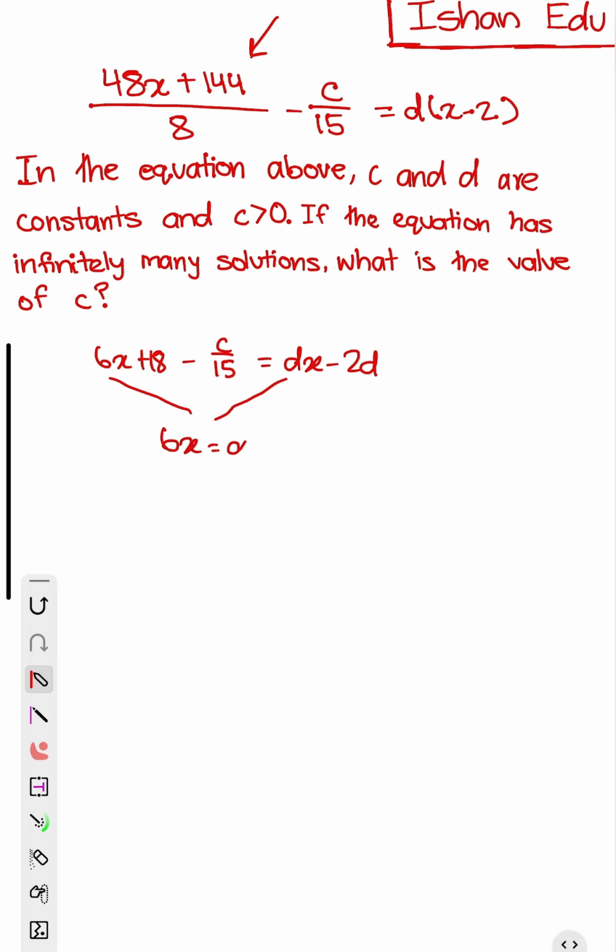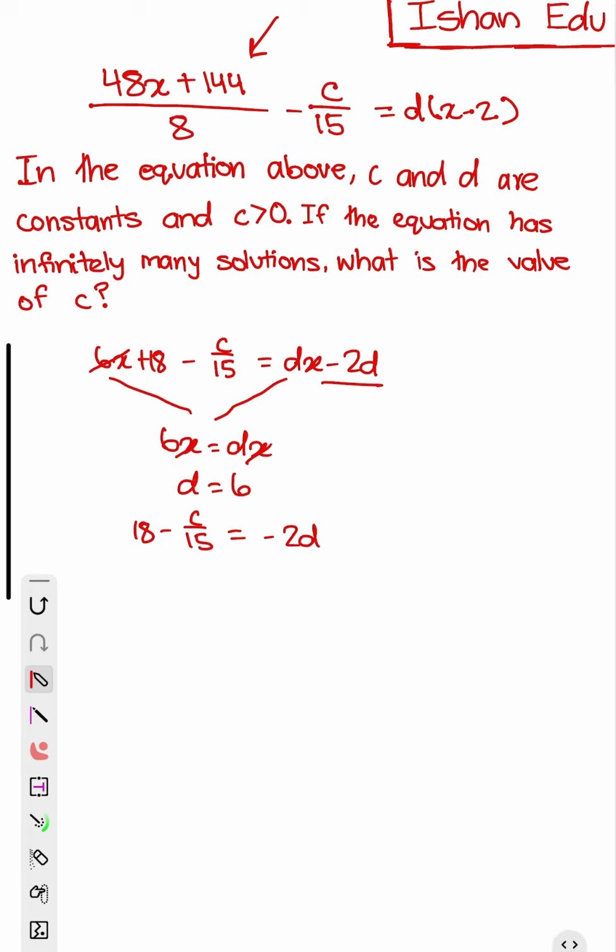6x equals dx. Now they have to be the same, so cross out your x's, so that means d equals 6. This is a very significant piece of information because this allows us to match the constant terms. So on the left side, what's left, you can cross out the 6 here, is 18 minus c by 15. And what's left on the right side is your negative 2d.